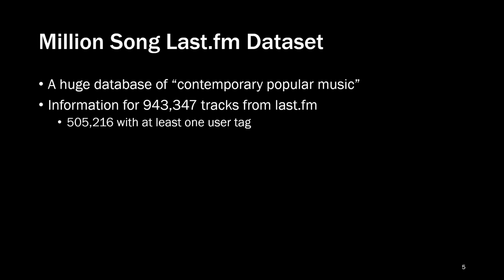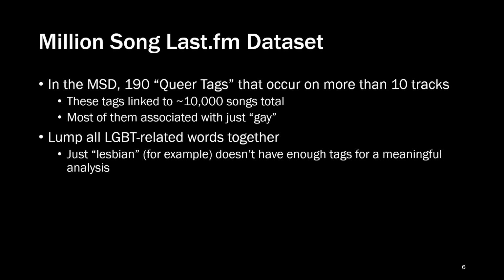500,000 of these tracks, give or take, have at least one user tag. And I went through all those 500,000 tracks and looked at all the tags and all those tracks and found 190 tags that have something to do with the L or the G or the B or the T. Now, these 190 tags are linked to about 10,000 songs total. Unfortunately, I've had to lump all the LGBT-related words together. That's what I'm calling a queer tag, is anything that has anything to do with anything LGBT.